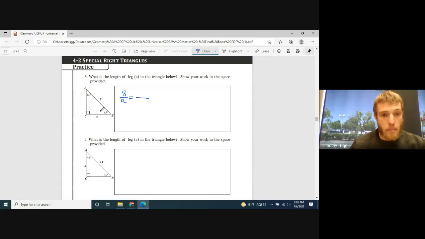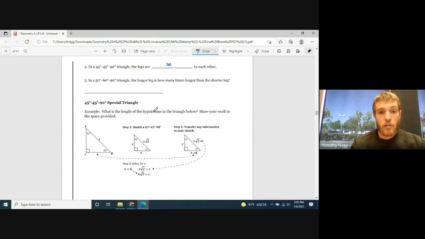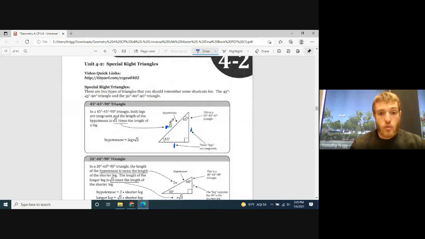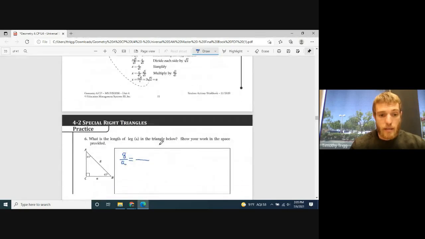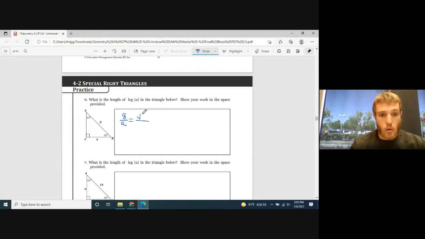So we can use that same model from that other page. The 8 is the hypotenuse, you see that? The side that's the hypotenuse from here is square root of 2, right? So the 8 corresponds with square root of 2. And the a is the leg, so that corresponds with 1. So now what we do is cross multiply. 8 times 1 is 8. And then a times the square root of 2 is a square root of 2.